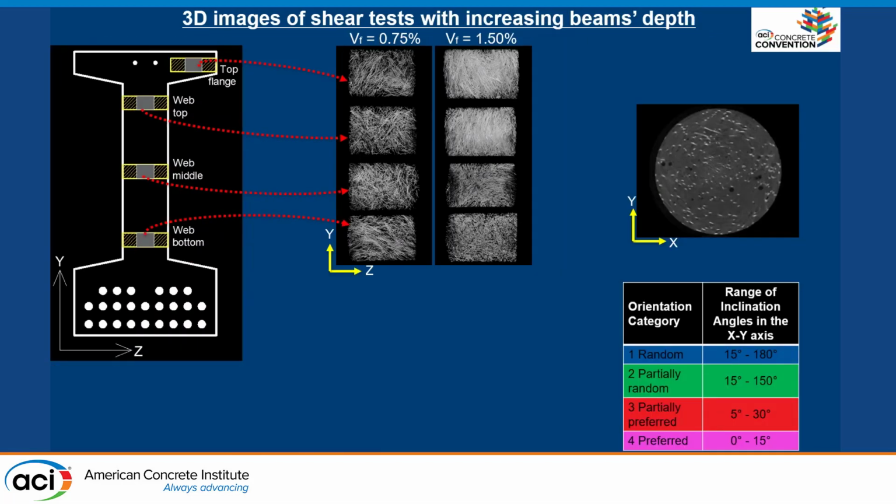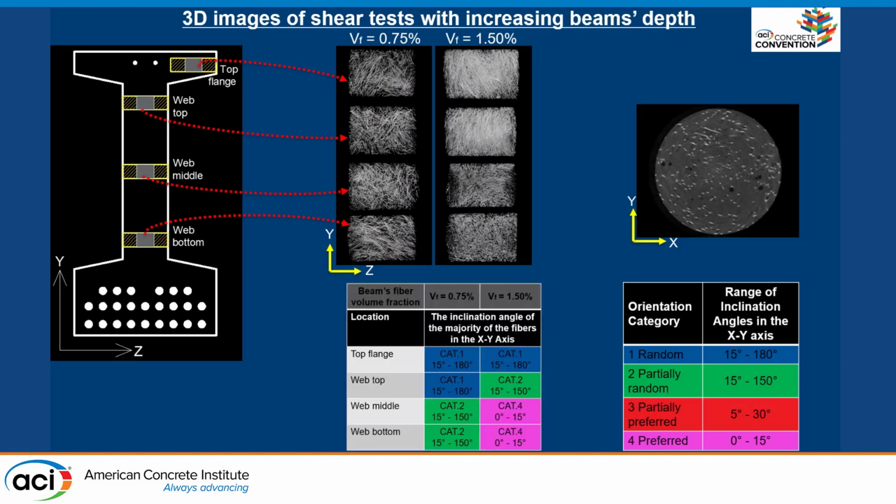So doing again the same analysis on the orientation category, we find out that the beam that has 1.5% fiber volume fraction has preferred and partially preferred orientation in the web bottom and the web middle, and in the top flange and the web top we have random and partially random. While when we reduce the fiber volume fraction to 0.75%, we get random and partially random orientation.